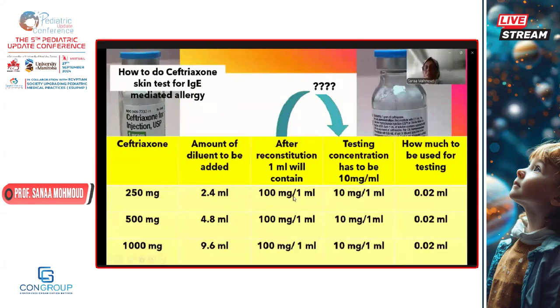ما تقدرش تستخدم دي في التستنج، لازم تخففها مرة تانية، تاخد 0.1 وتحط عليها 0.9 عشان تبقى 10 ملي جرام، والتست بـ 0.02. واخدين بالكم؟ يعني مجرد إنك حللتها في الريكويرمنت لاسر 500 حللتها في 4.8 في النهاية برضه هيبقى 100 ملي جرام بر 1 ملي لتر.